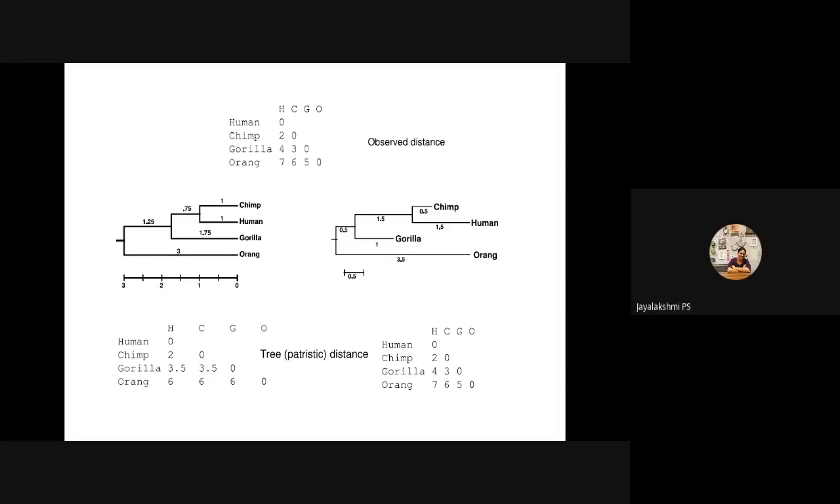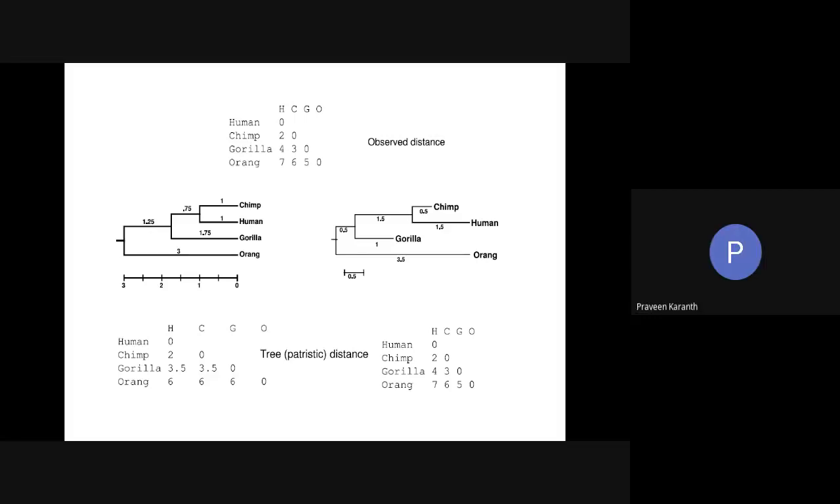Hi, sir. Sir, could you please explain the thing that you had said earlier about the observed distance and something like that? Okay, so you see the slide, right? And there are two trees. The one on the left is UPGMA. The one on the right is neighbor joining.